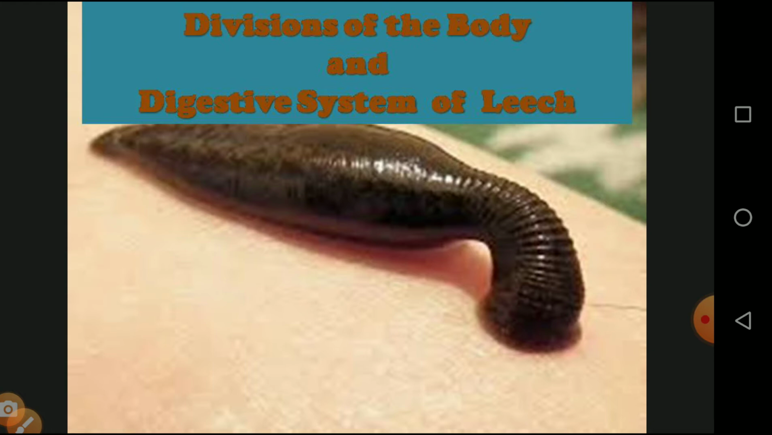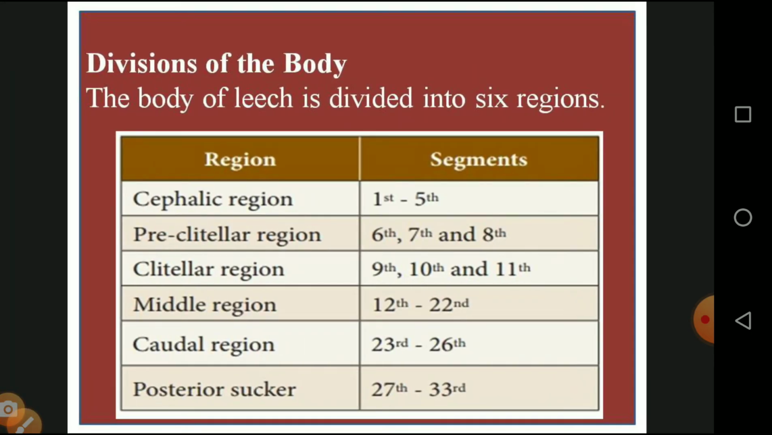As I told you in the previous class, in the structural organization of animals we see two different categories: one is called vertebrate and the other is called invertebrate. Vertebrates have a backbone or notochord, and invertebrates show absence of backbone and notochord. The example of a vertebrate is a rabbit, and the invertebrate we see is the leech. Leech is a soft-bodied animal. They belong to the category of annelids, and we will see the divisions of the body.